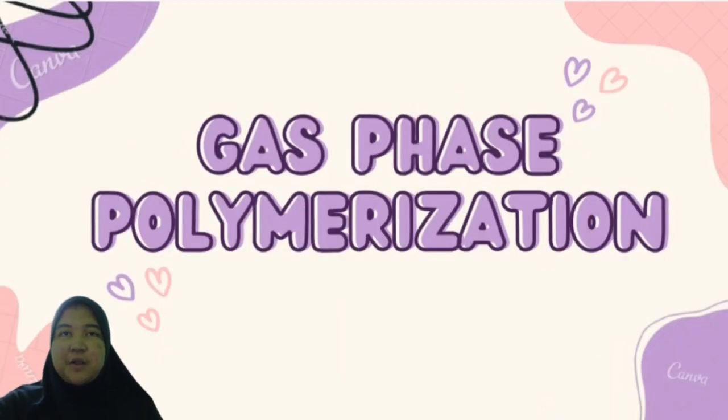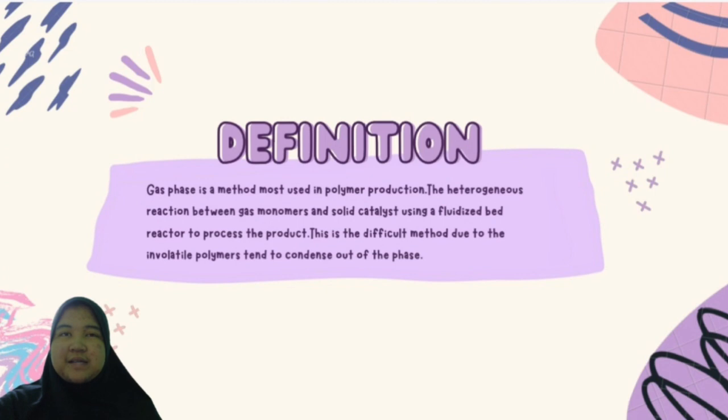Lastly, gas phase polymerization. Gas phase polymerization is a method most used in polymer production. It is a heterogeneous reaction between gas monomers and solid catalysts, using a fluidized bed reactor to process the products. This is a difficult method because the involatile polymers tend to condense out of the phase.